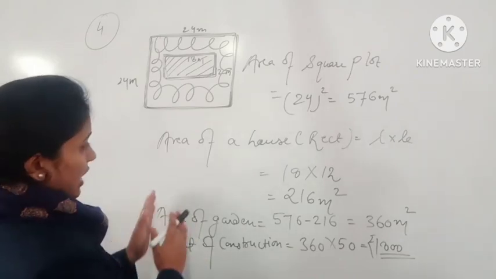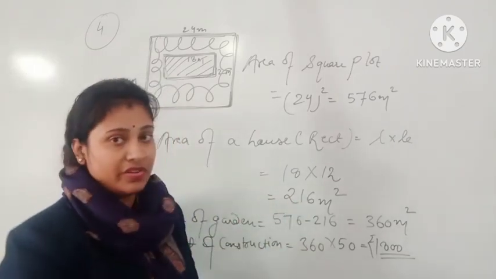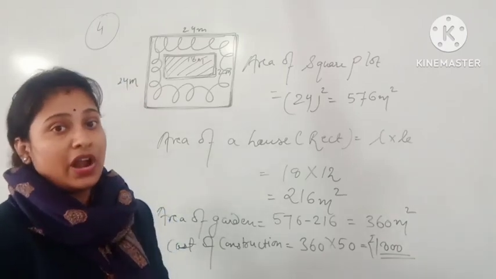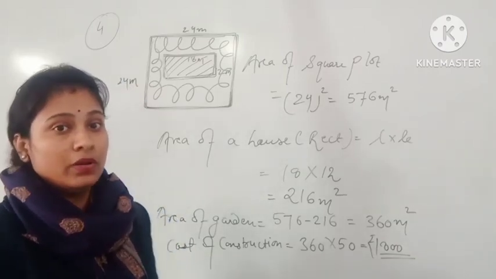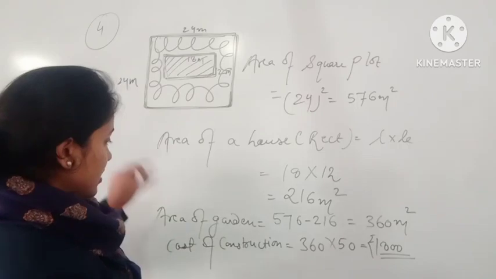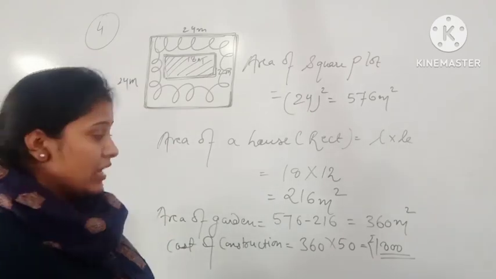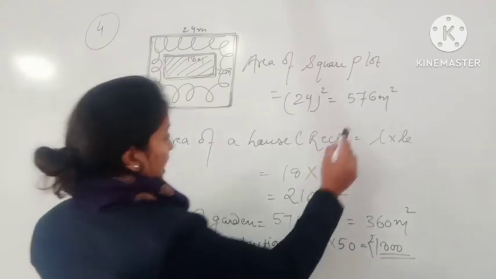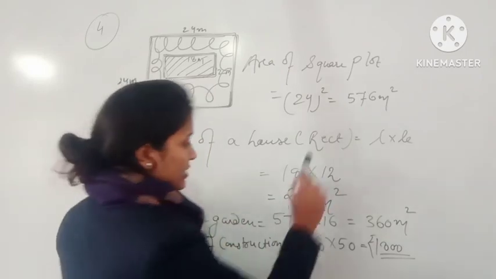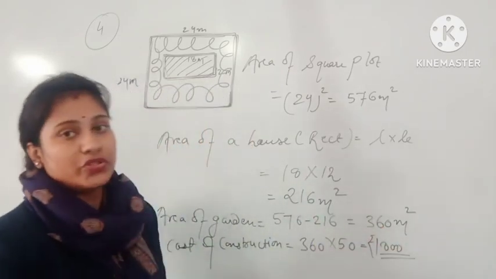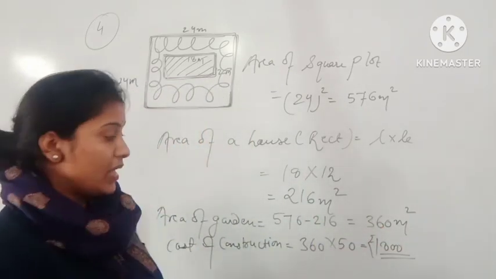Area of garden will be the area of the square plot minus the area of the house, which is equal to 360 meters square. Now it is given that the cost of 1 meter square is rupees 50. Therefore, we have calculated the cost of 360 meters square. That comes out to be rupees 1800.